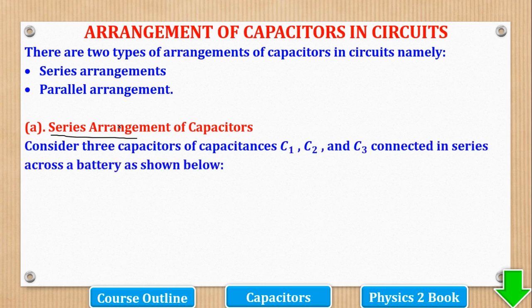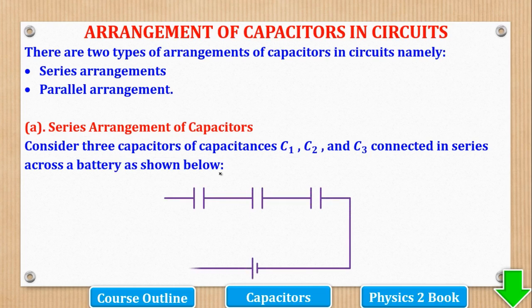What we are going to do is first derive a formula which can be used to get the effective capacitance of capacitors arranged in series. So we shall consider 3 capacitances C1, C2, and C3 connected in series across a battery as shown below. So we shall need an illustration. So those are the capacitors.